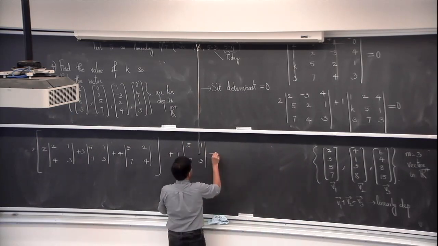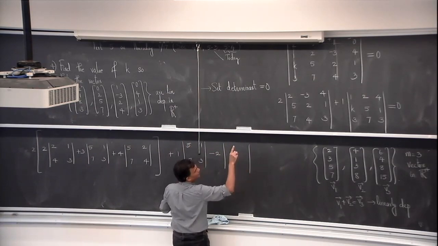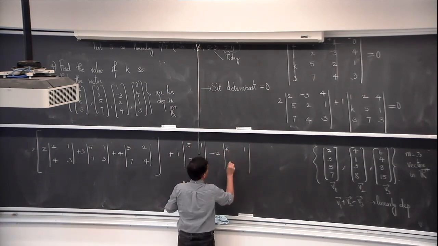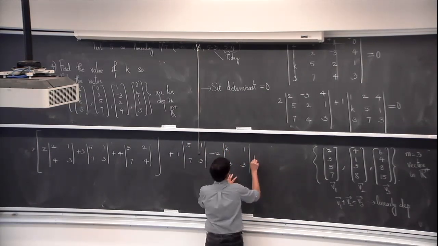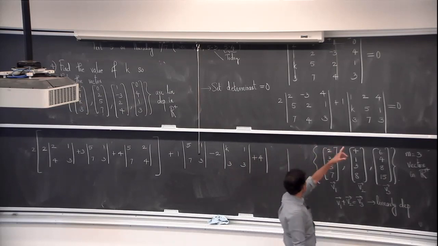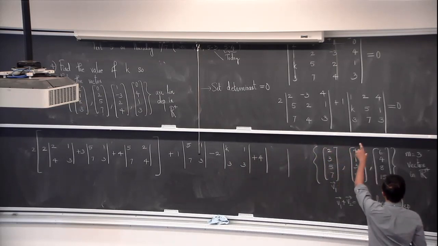Minus 2 times K, 1, 3, 3. You could have expanded it using any row or column. So if you did something else, you don't have to correct it. K, 5, 3, 7.